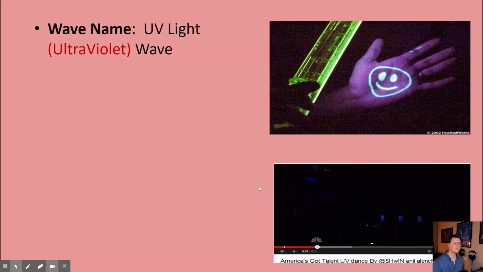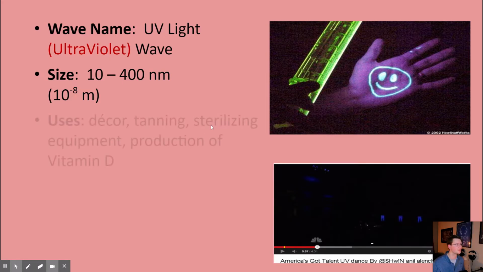All right, UV light, also known as ultraviolet. It's very frequently abbreviated to UV. General range 10 to 400 nanometers, about 10 to the negative 8th meters. That gets really close to our visible range, not quite, and then can get a little bit smaller. We can use black lights to see those things.